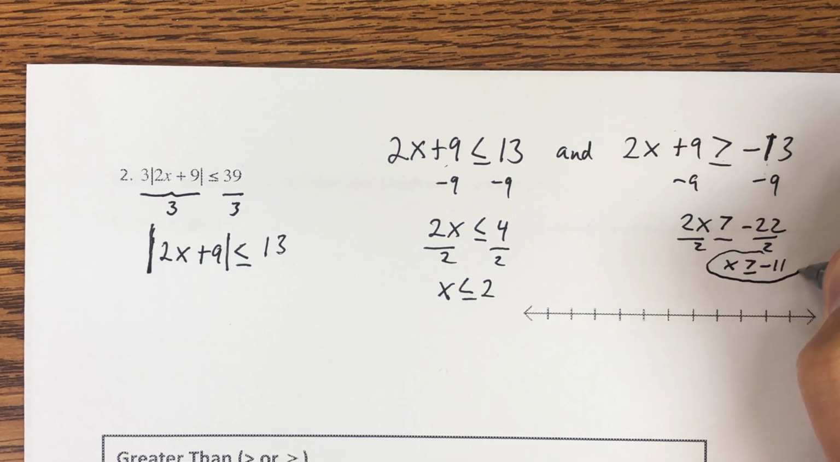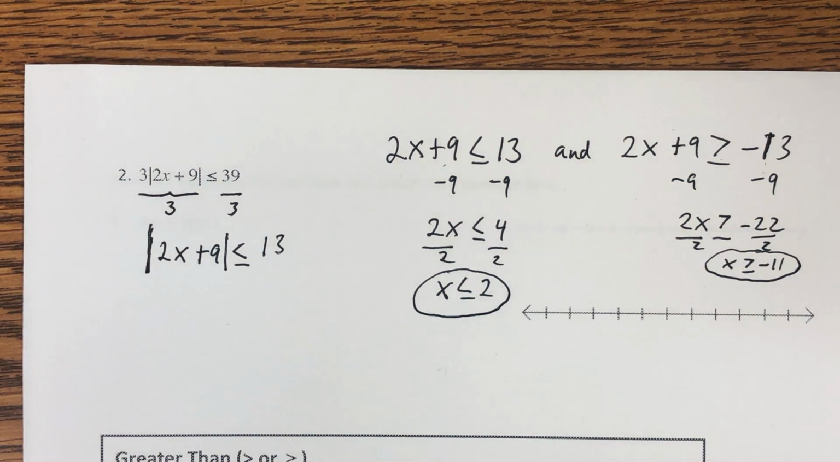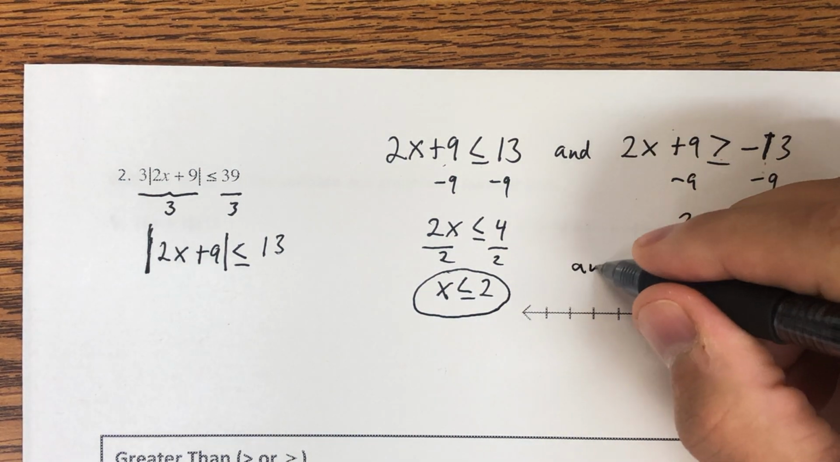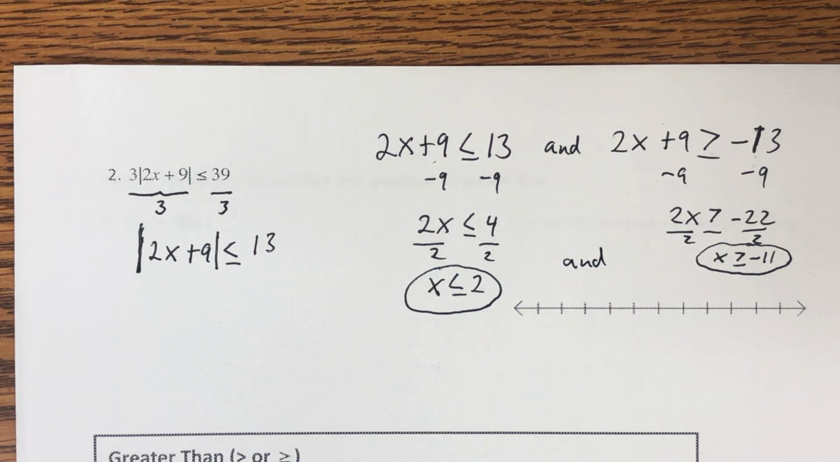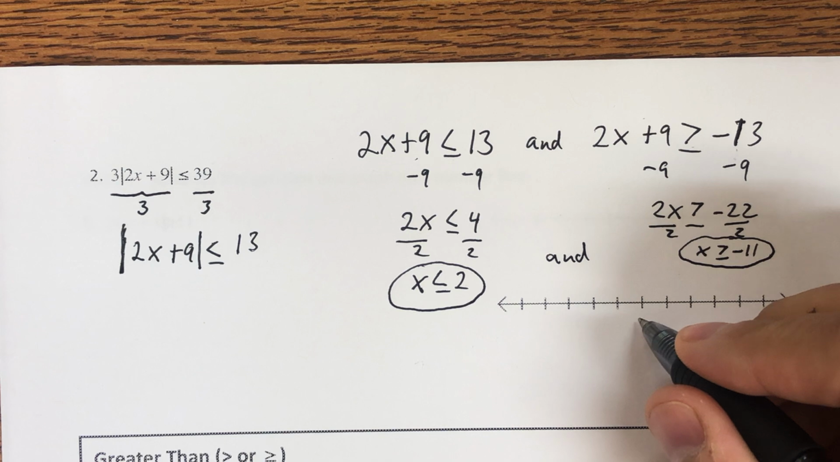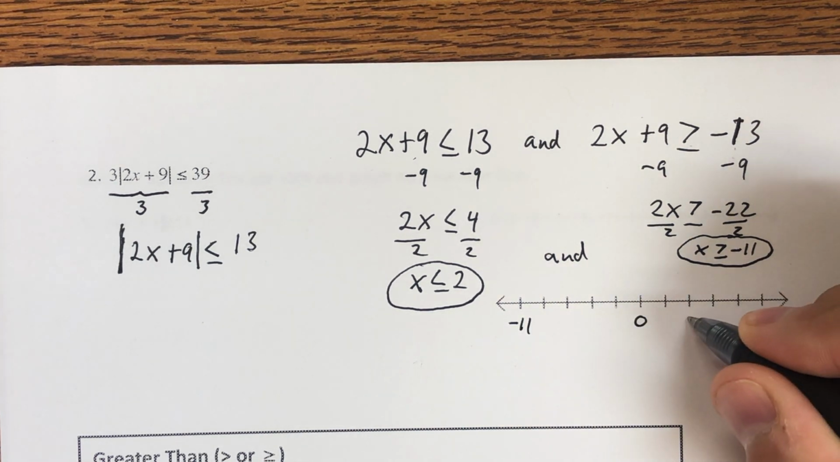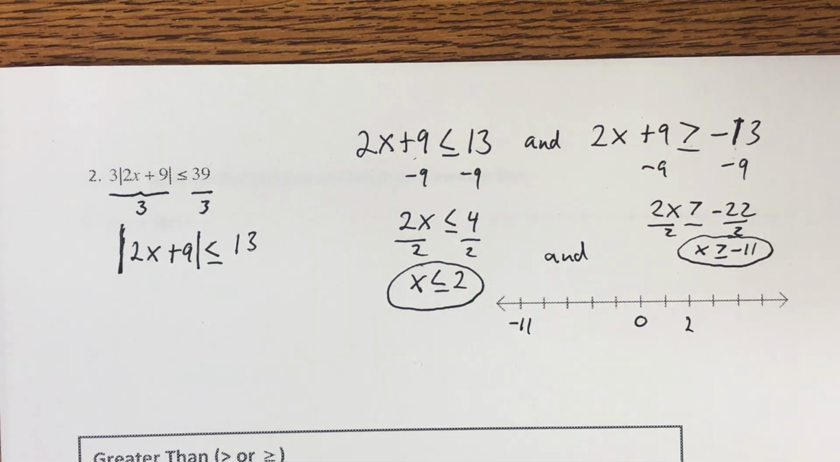So these circled are my 2 absolute values, and in between is an and. So we should be shading in between. So on my number line, I have to get from negative 11 to 2, so we're going to make this one pretty generic. 0, negative 11, 2. All right, I didn't count all the way over to negative 11. You don't have to draw these to scale.